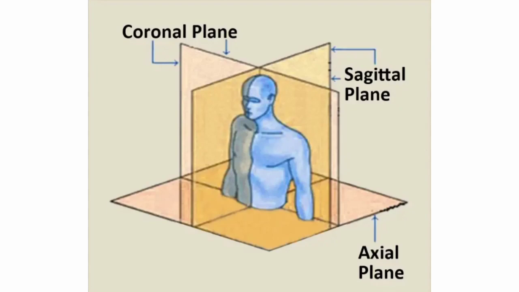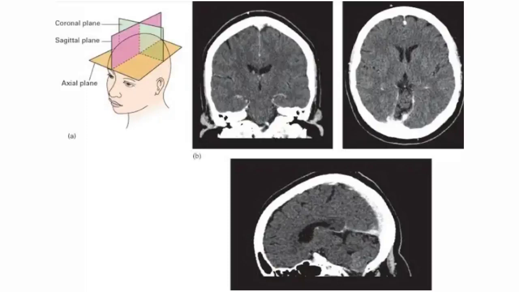Then next, you will see which view is given. There are three important views that can be given: coronal view, axial view, and sagittal view. So you will say that it is a CT brain with or without contrast, coronal view, axial view, or sagittal view. Any view can be there.